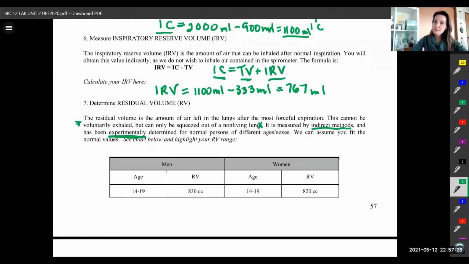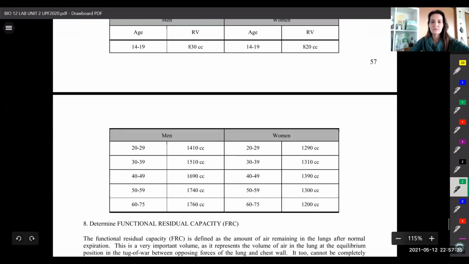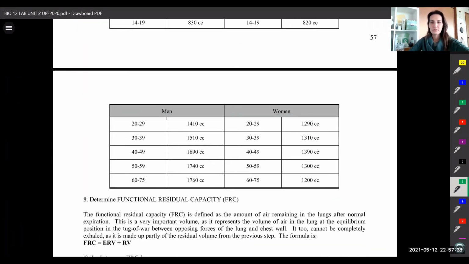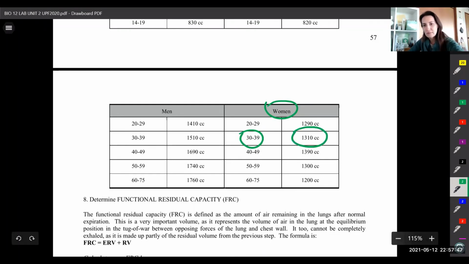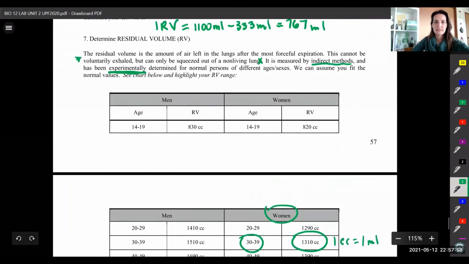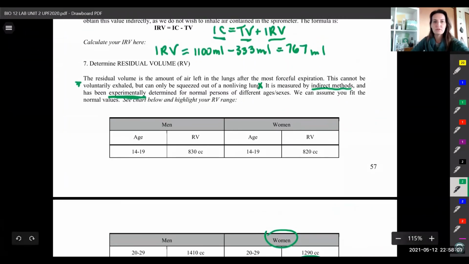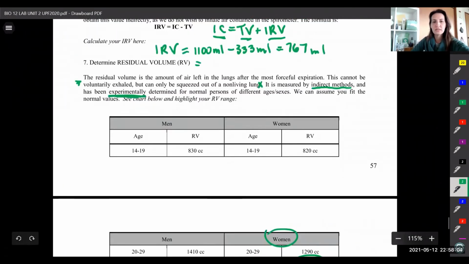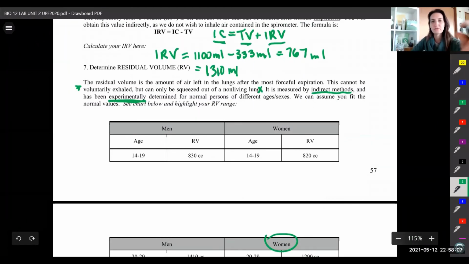We're just going to use this table that gives us a normal value, an average value, based on your sex and your age. And so you go to this table, you find your sex, you find your age group, right? And so I would use this value here. And keep in mind, 1 cc equals 1 milliliter. Let me just do that quick conversion, right? So use whatever you get from that table as your residual volume. So I'm going to be using 1310 milliliters. Okay.